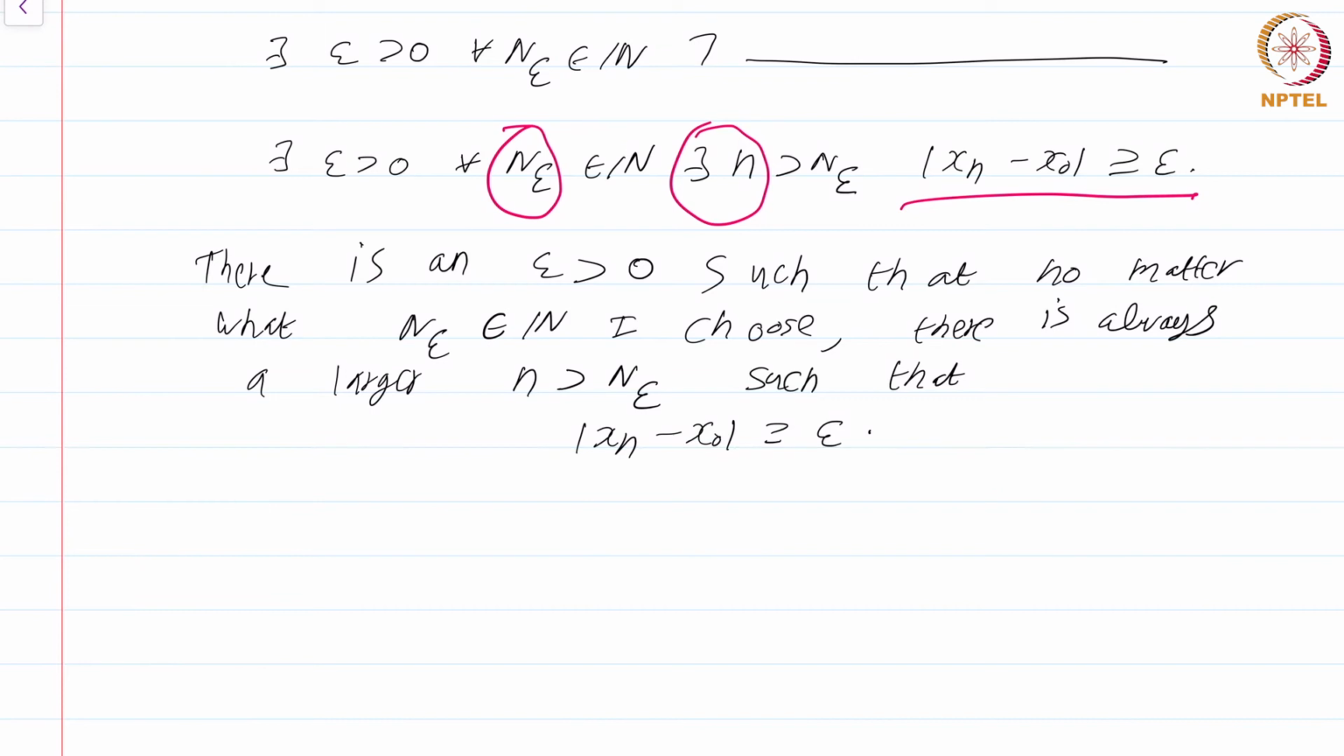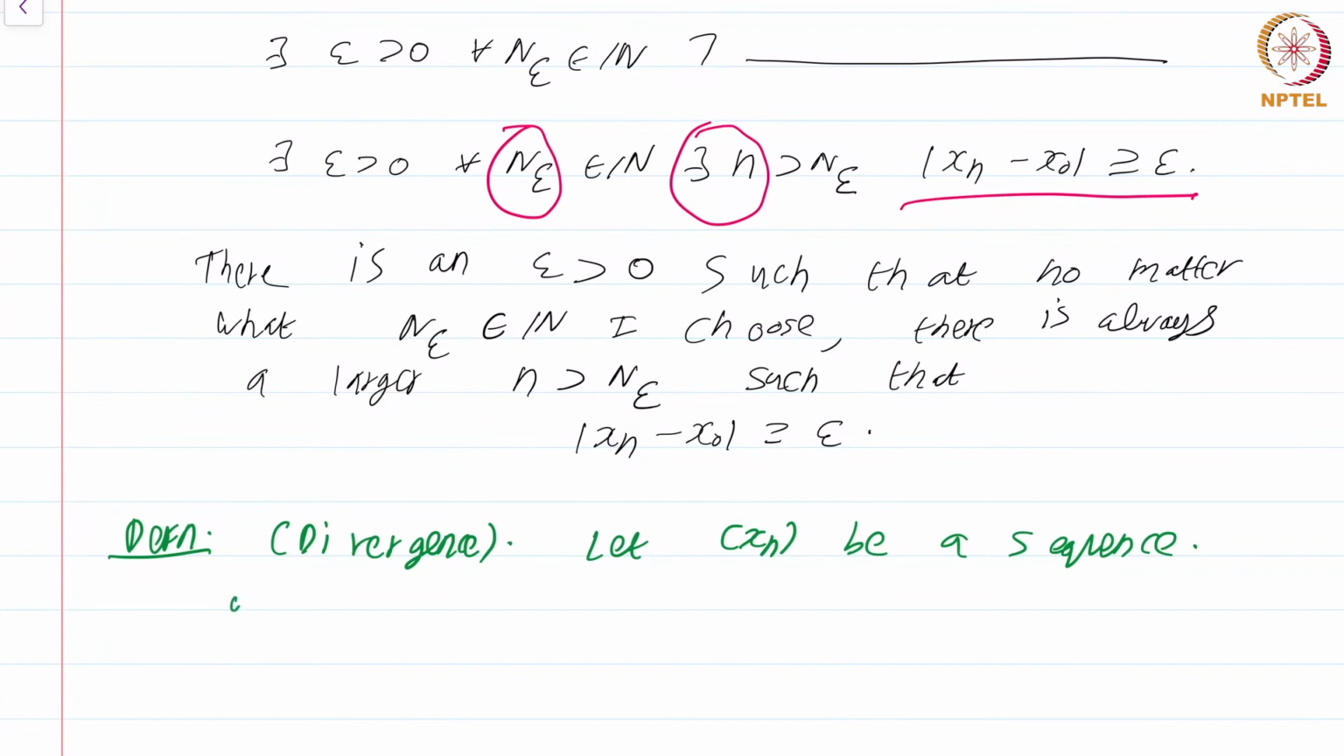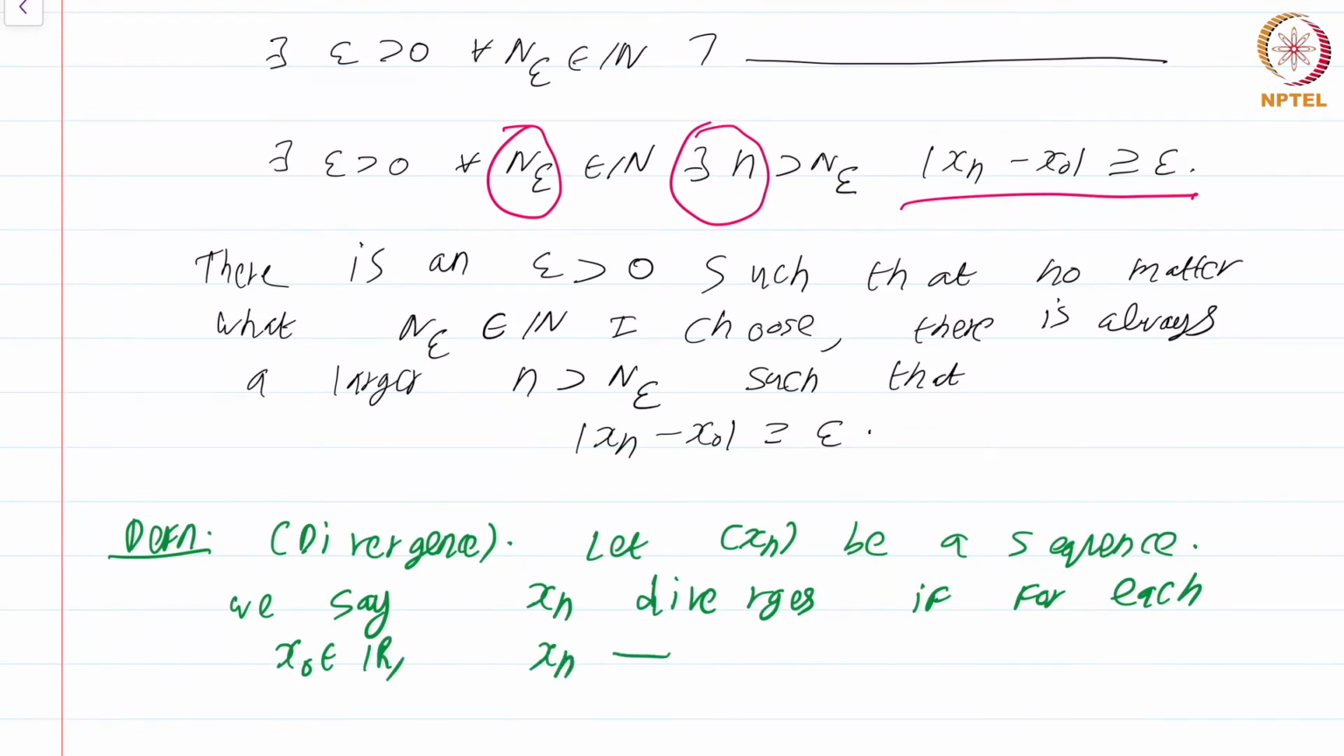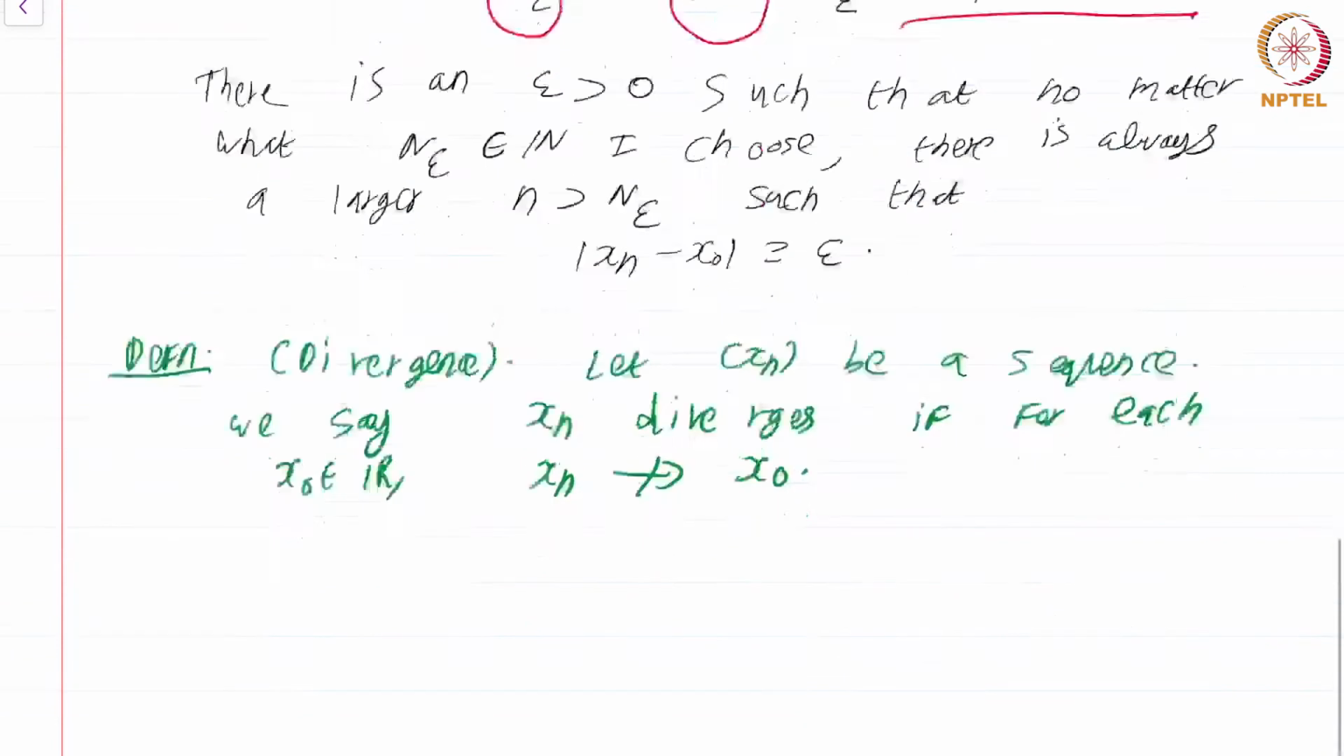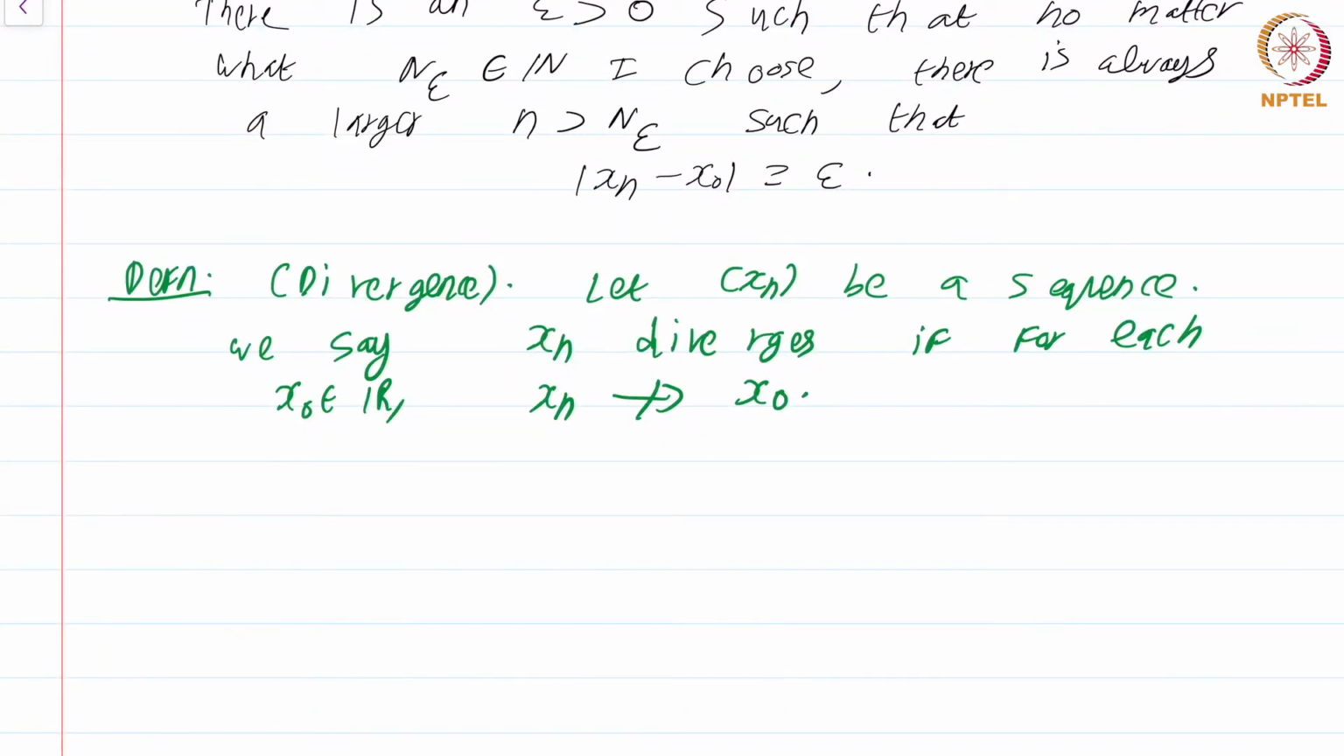Now let me give one definition. Since we saw what is the meaning of xn does not converge to x naught, the next definition is that of divergence. Let xn be a sequence. We say xn diverges if for each x naught in R, xn does not converge to x naught. No matter what choice of x naught I choose, it is not the case that xn converges to x naught. And I immediately give you an exercise.